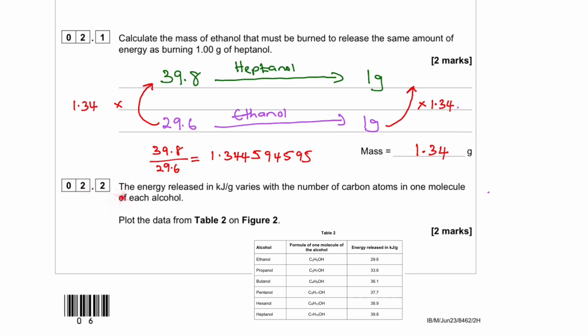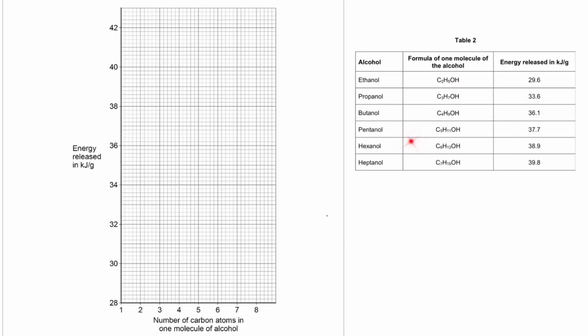Question 2.2. The energy released in kilojoules per gram varies with the number of carbon atoms in 1 molecule of each alcohol. Plot the data from Table 2 on Figure 2. Here's the table. We're plotting the number of carbon against the energy. On the x-axis is the number of carbon, and on the y-axis is the corresponding energy. For 2 carbon, the energy is 29.6, so that would be somewhere there.